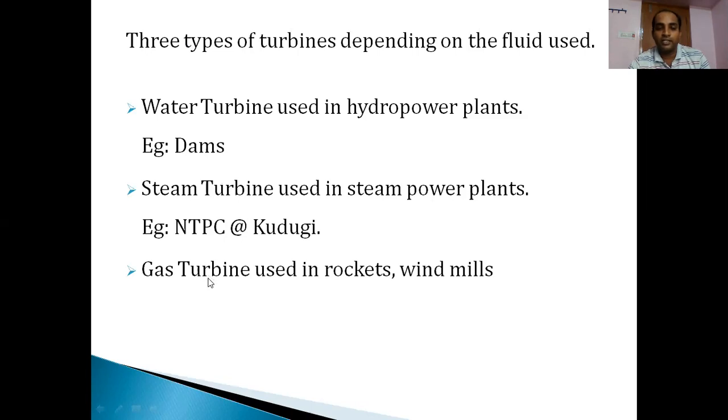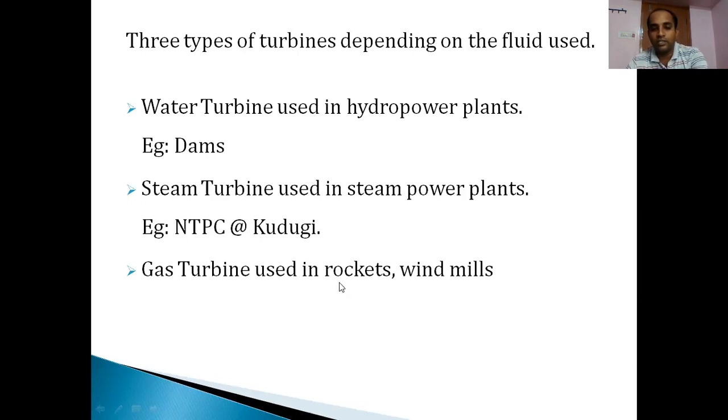And the third category is using gases. We may use air as a gas or any other gases to run the turbines. We call them gas turbines. Generally we are using them in rockets, windmills, everywhere. Especially for the rockets, we are using the gas turbines itself. Even the aeroplanes which we are running, they are all running by using gas turbines itself. Now, for our syllabus, we are having the discussion of water turbines.